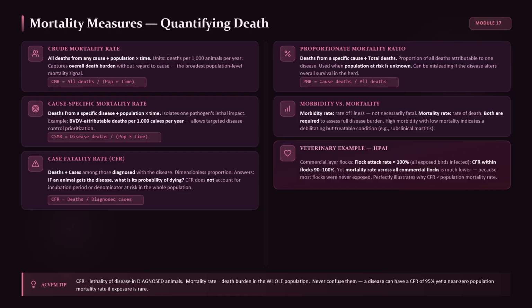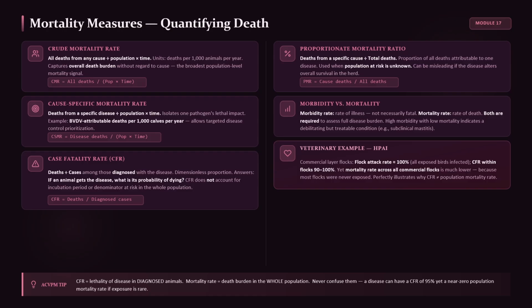Then there's case fatality rate, and this is the one people constantly confuse with mortality. Case fatality rate is deaths divided by diagnosed cases. It answers a very specific question. If an animal actually gets this disease, what's its chance of dying? It's about lethality in the sick, not death across the whole population.